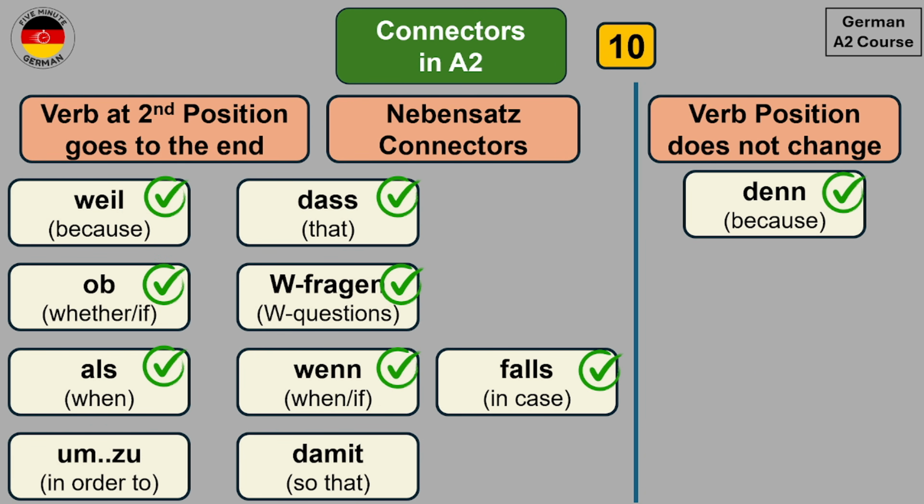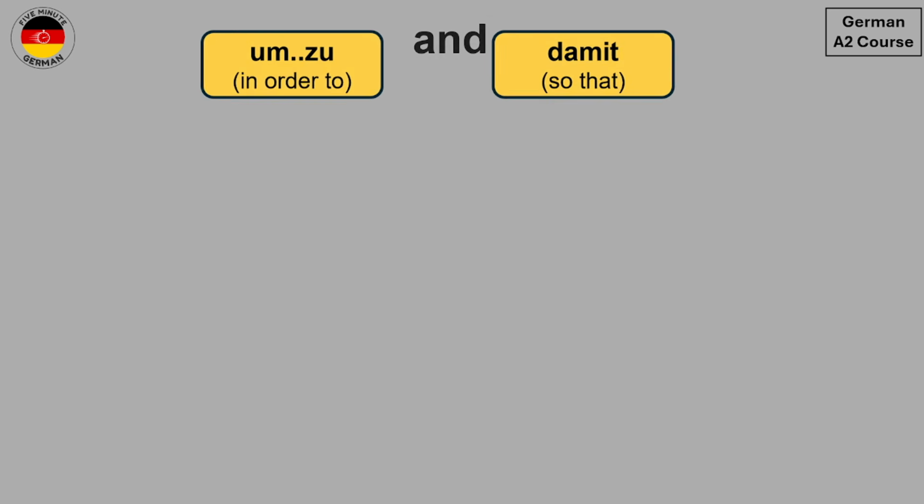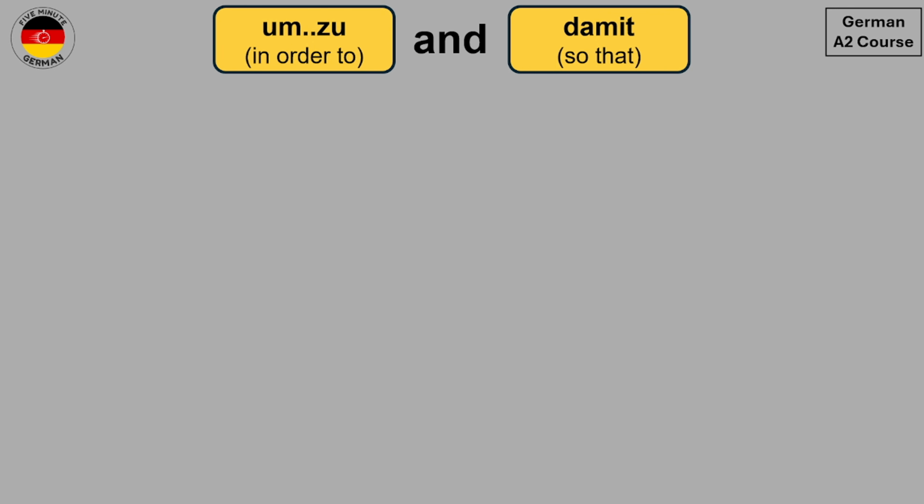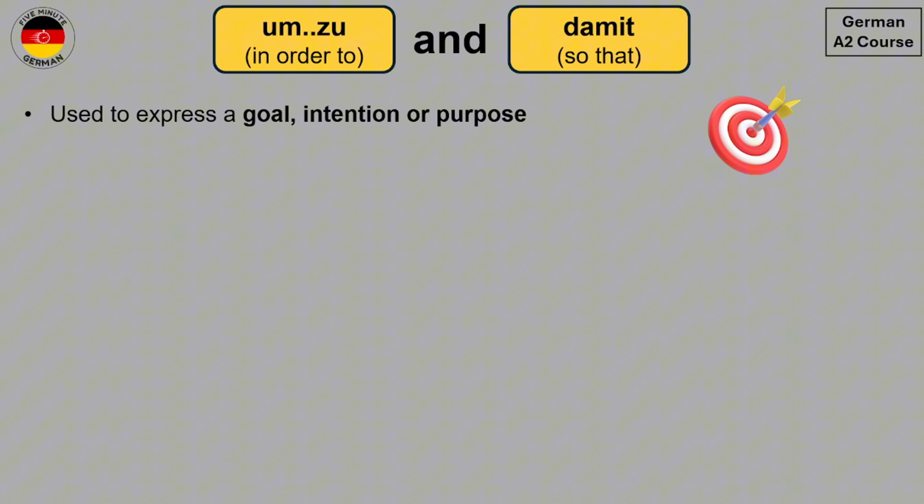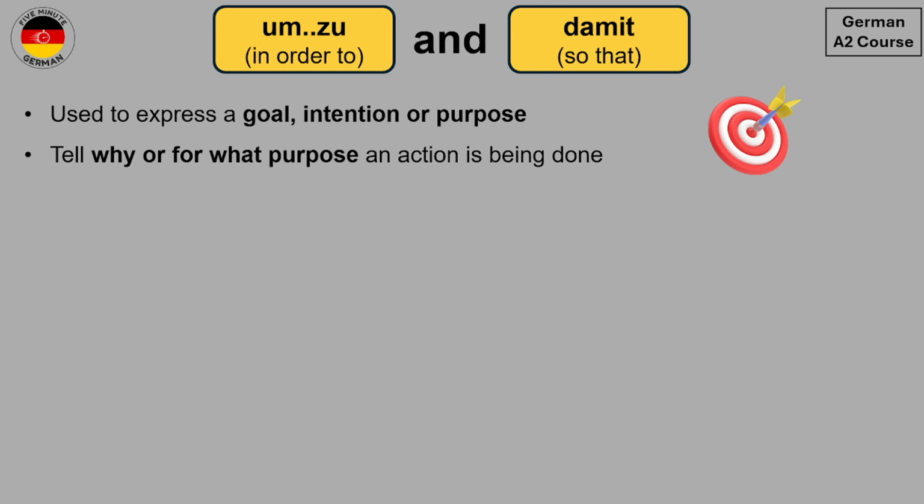Now let's take a look at the last two connectors side by side, which are um zu, which means in order to, and damit, which means so that. So both of these connectors are used to express a goal, intention, or purpose, and they tell why or for what purpose an action is being done.